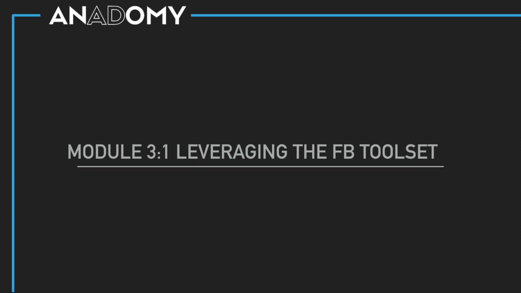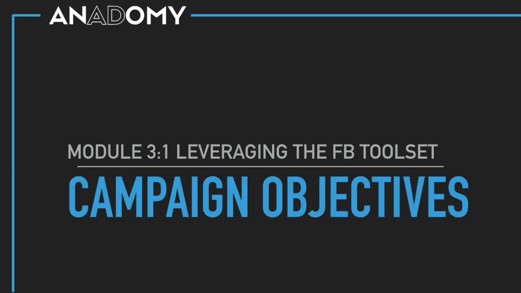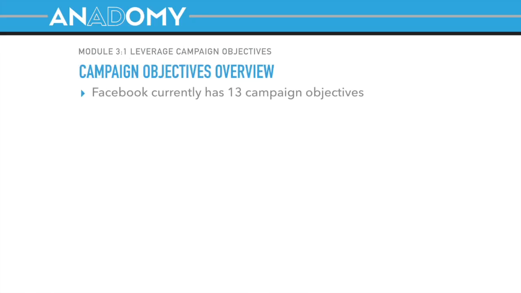First lesson in Module 3, Leveraging the Facebook Toolset. Today we're going to be talking all about campaign objectives. And you may or may not know it, but Facebook currently has 13 different campaign objectives that you can choose from. Every single one of these has a very specific purpose.